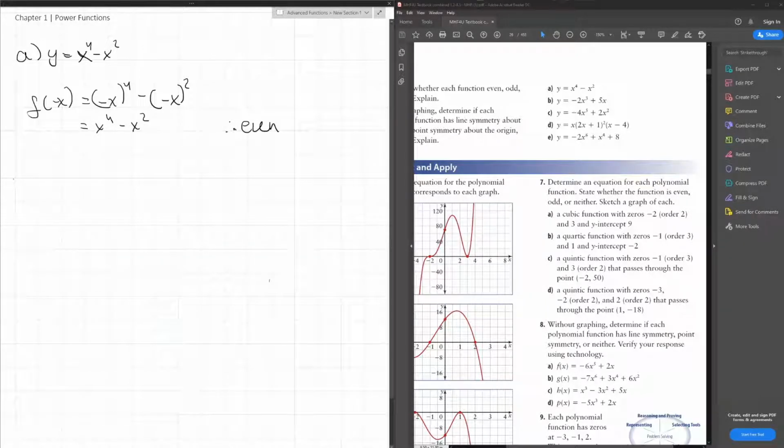Then it's asking if it has a line of symmetry or a point of symmetry or none. Well, since we determined it is an even function, then it has to have a line of symmetry about the y-axis. So let's do C now.